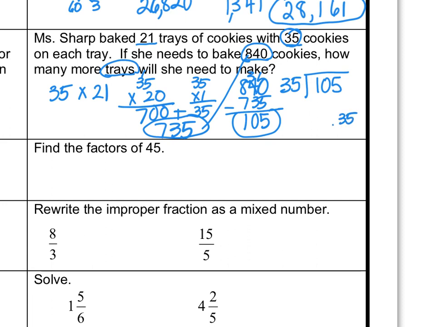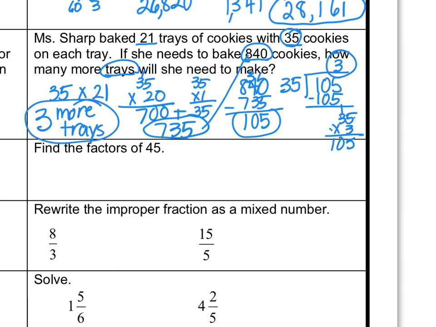So I'm going to come over here, kind of test this theory out. 3 times 5 is 15. 3 times 3 is 9, plus 1 is 10. Look at that. It is 3. That works out perfectly. And so our final answer is really 3 more trays of cookies. Do you guys know what I mean?